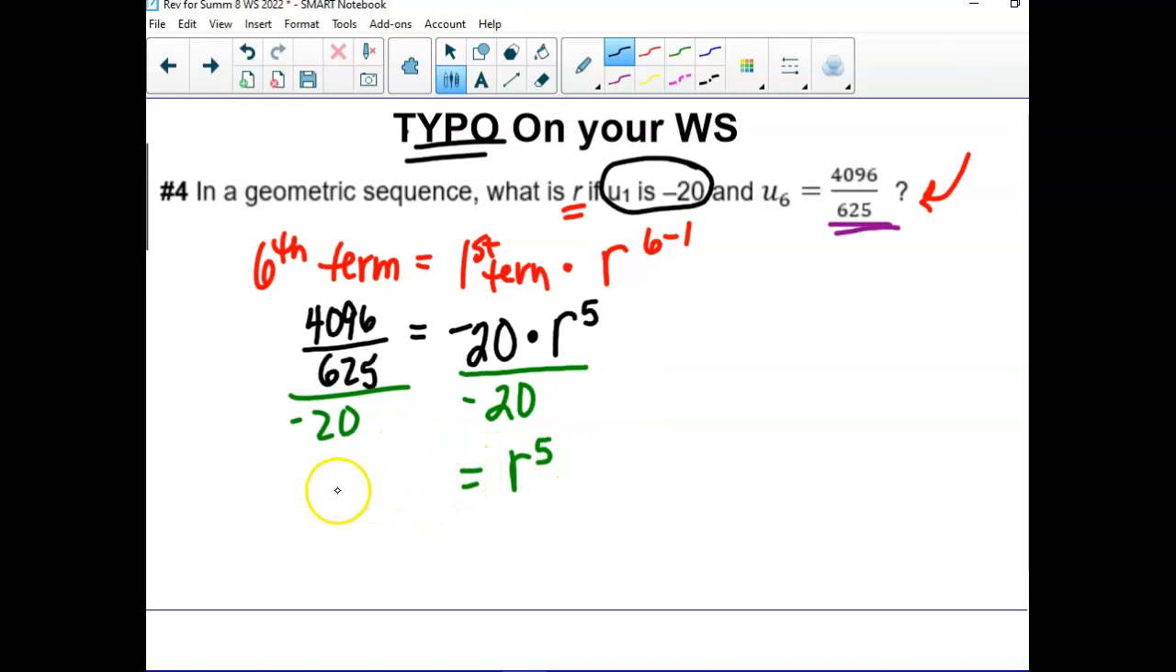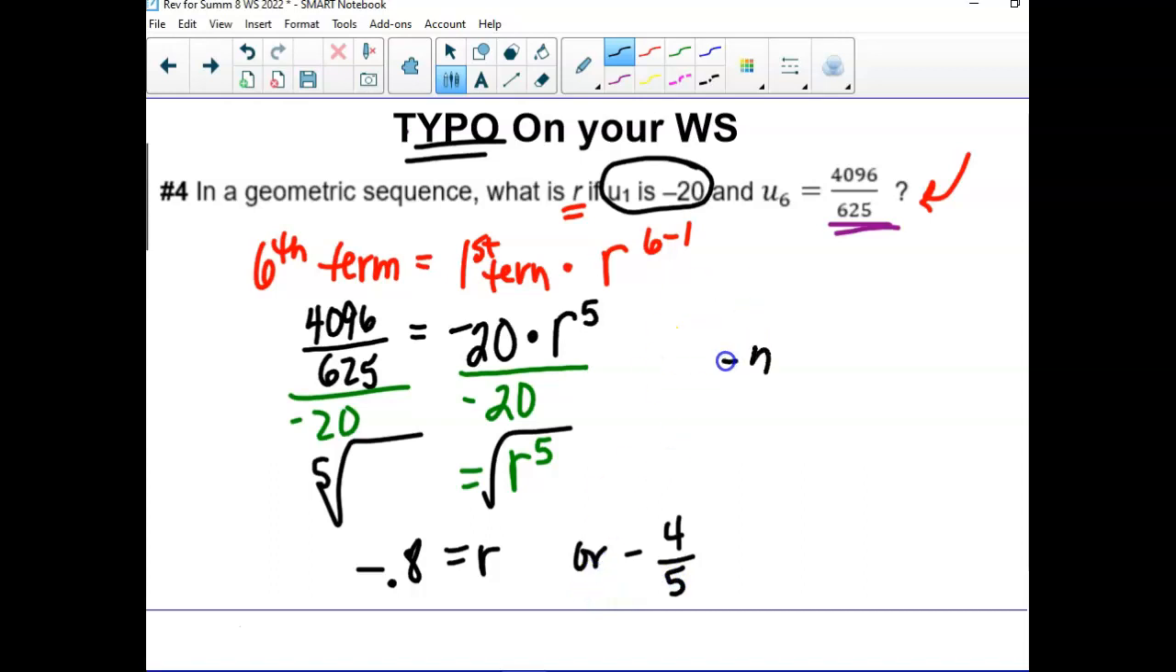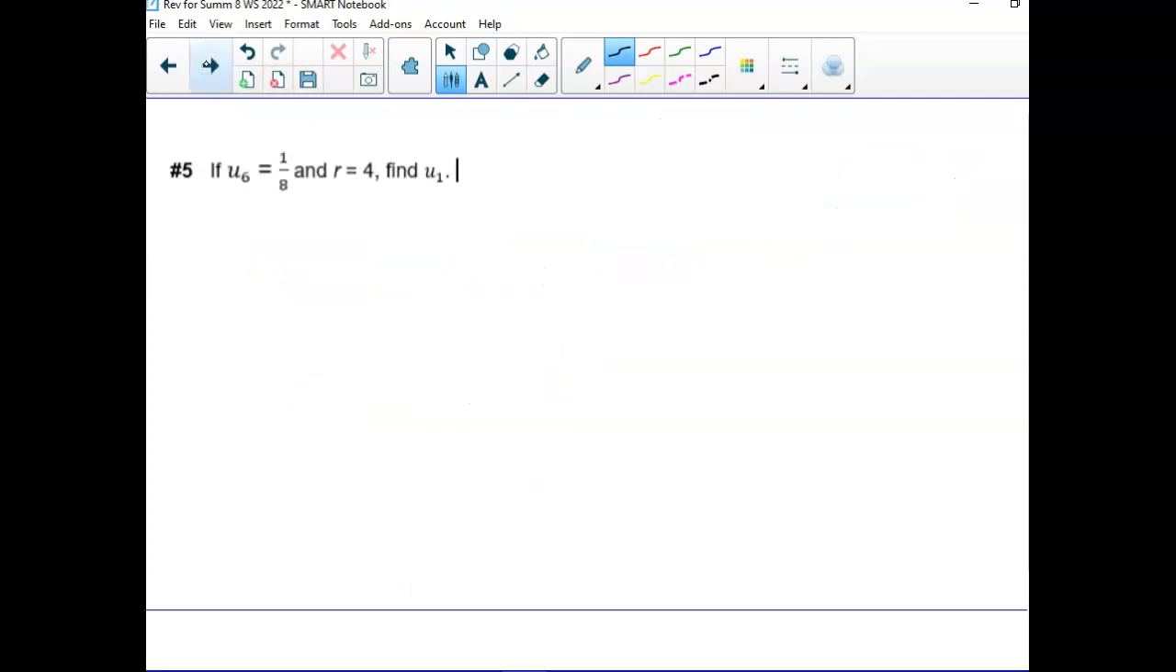I don't remember what this decimal was, but we needed to 5th root it. And it came out negative 0.8, or negative 4/5, and that's all they wanted, was the r value. You could check it. You could do negative 20 and then start multiplying by negative 4/5 and make sure the 6th term came out exactly that. Questions? Is there one more?